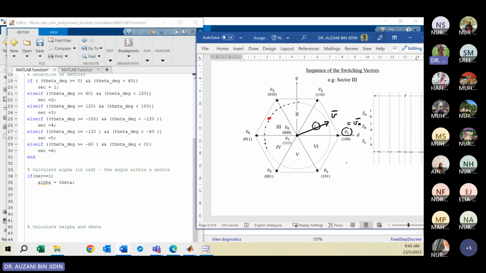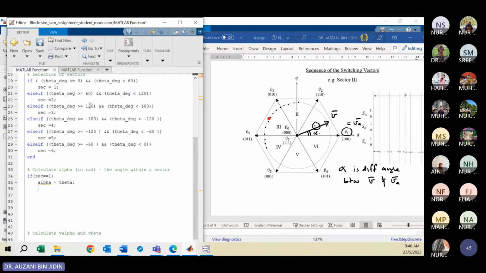So remember the definition of alpha. First is the angle within a sector. Then alpha is the difference angle between the reference vector and VA. So your alpha will be here. In this case your alpha will be theta. Remember, theta you calculate in radian, not theta in degrees. Okay, now sector number 2.